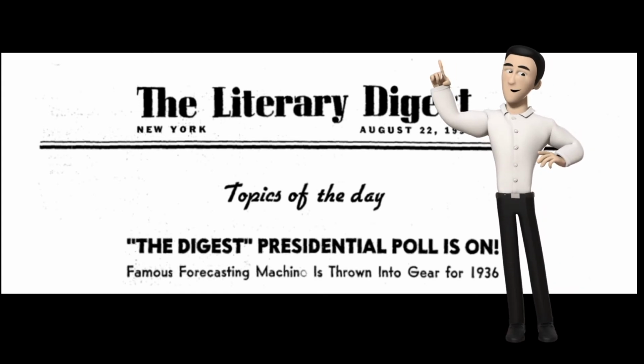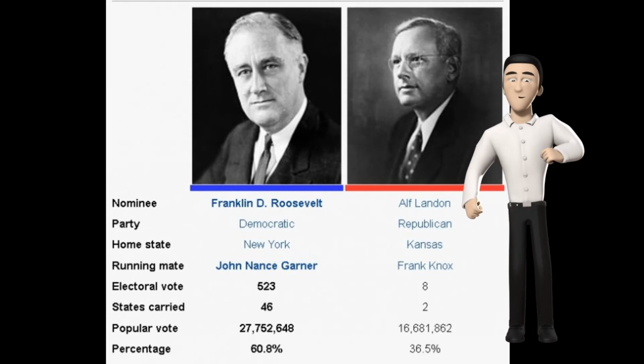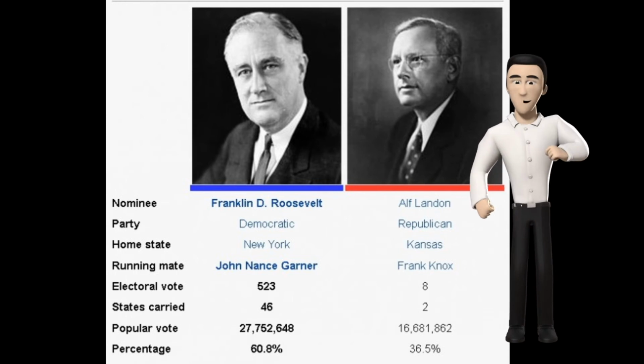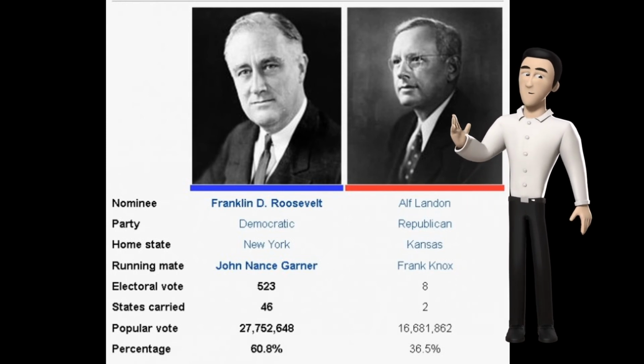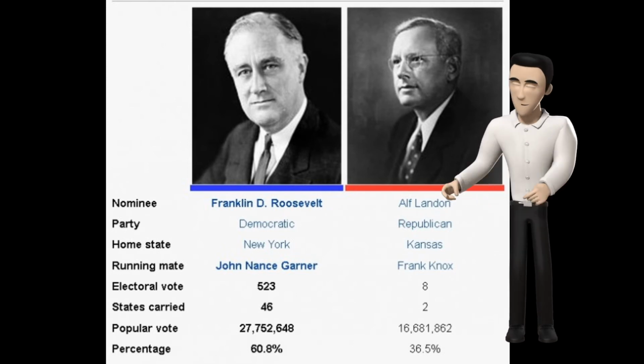So Literary Digest in 1936 did a presidential poll in which they said that Landon is going to win by 65% of the votes. But in the end, it is Roosevelt who won with 60% of the vote. This is because of improper sampling, which means that the sampling wasn't representative of the population.